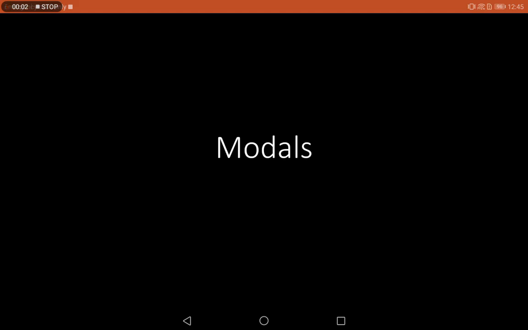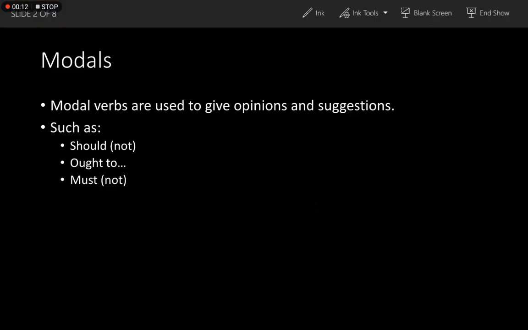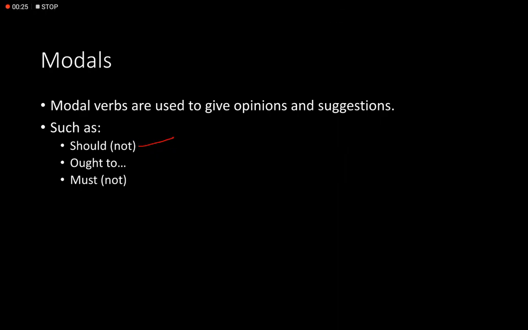Okay, everyone, welcome to Q Skills 2, Unit 4, Reading and Writing. In this unit, guys, we will look at modal verbs and find out what they are. Modal verbs are used to give opinions and suggestions. There are many different modal verbs. I think there's around 10 or more. But today, guys, we're just going to look at should and should not, ought to, and must not.